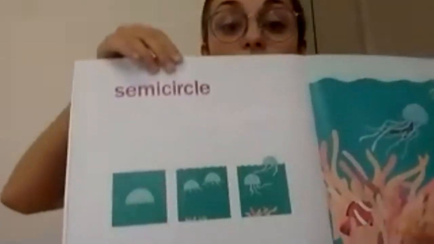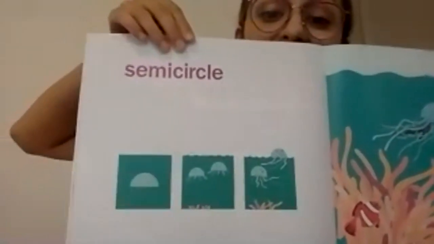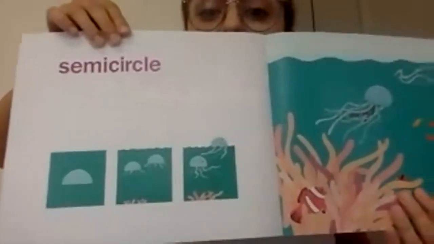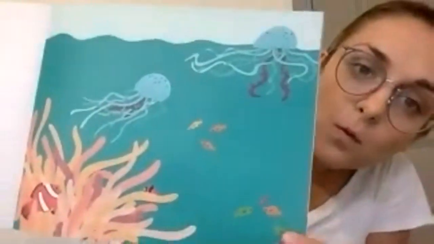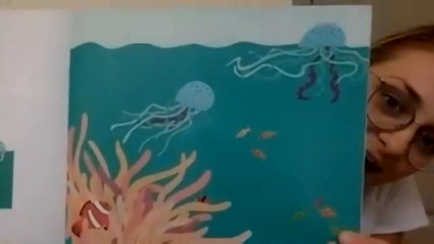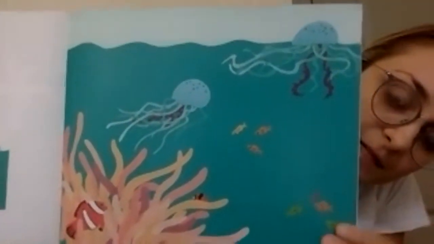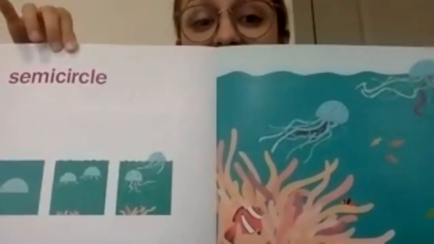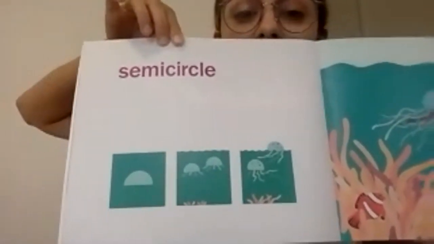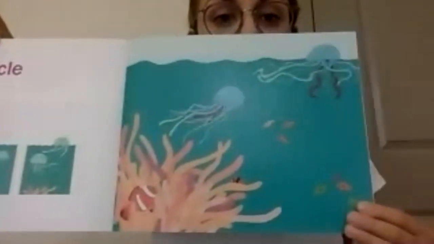Next, we have a semicircle. A semicircle is half of a circle. Now, she used a semicircle to create what? What sea animal do you think that is? Let's see. It has a semicircle top. It's blue and purple. It looks like it has a ton of tentacles. Yep, it's a jellyfish.